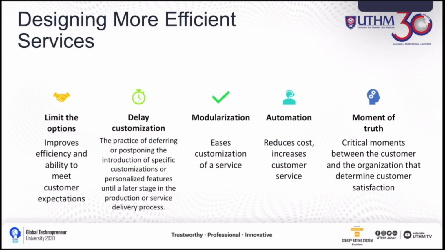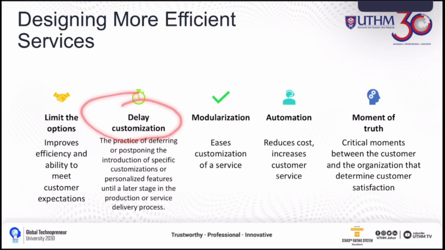The first one is we limit the options. Okay, so limit the options, improve efficiency and ability to meet customer expectations. Example, in the restaurant, if you don't limit the menu, so the customer will slow down the process of ordering because you have a lot of menu. So customer takes time to see what to order. So the strategy is we limit the options. We limit the menu, for example.